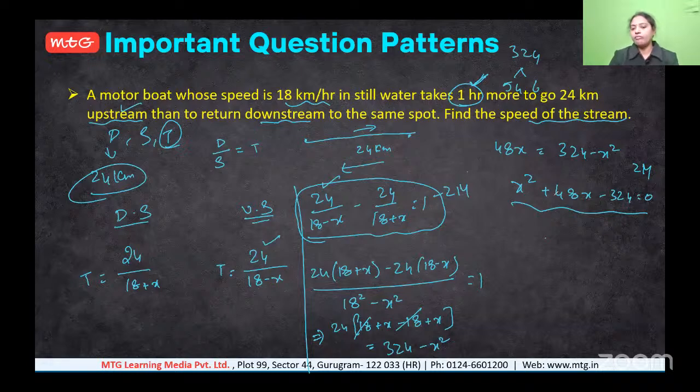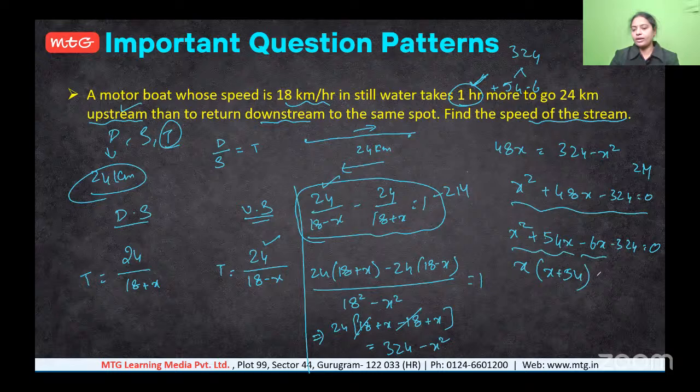So here it is plus 48. So my bigger number will be plus and my smaller number will be minus. So x square plus 54x minus 6x minus 324 equals to 0. So x into x plus 54 will be the first group factorization. And in the second group, I will take minus 6 as common, x plus 54. So I got my two factors as x plus 54 and x minus 6 for the left quadratic polynomial.